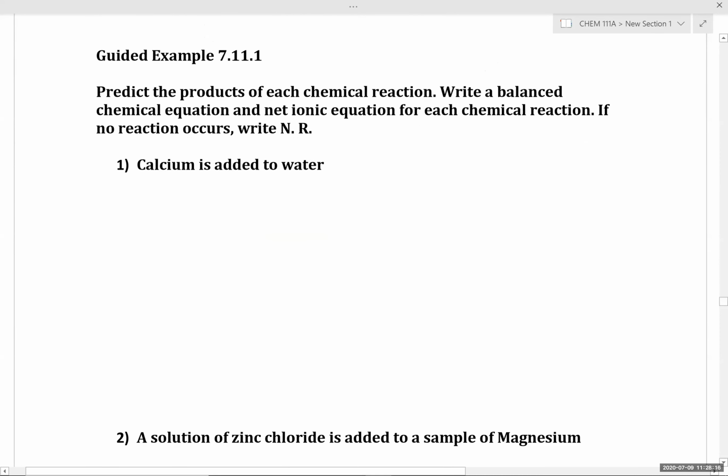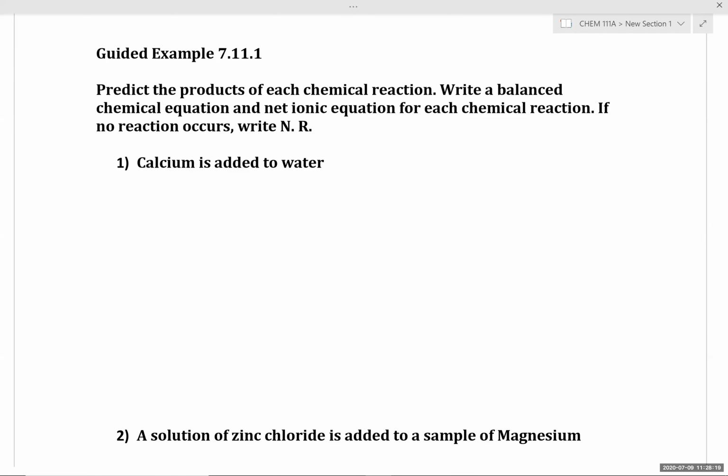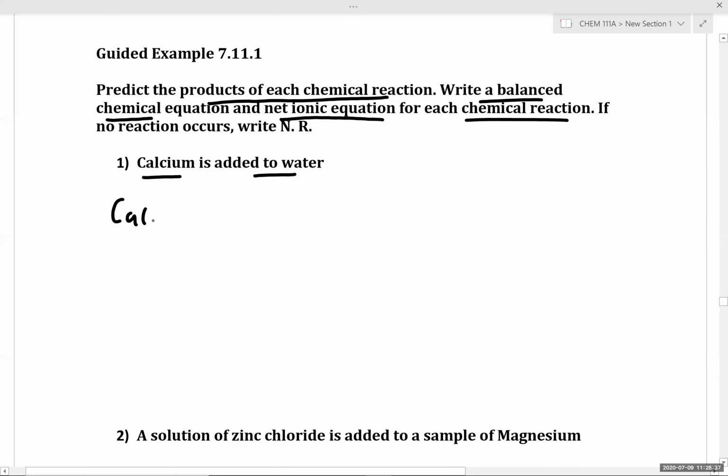And this time let's do a guided example. So we're asked to predict the products of each chemical reaction, write a balanced chemical equation, and a net ionic equation for each reaction. Okay, so we're trying to read the following statement. Calcium is added to water. So we have calcium solid and water.